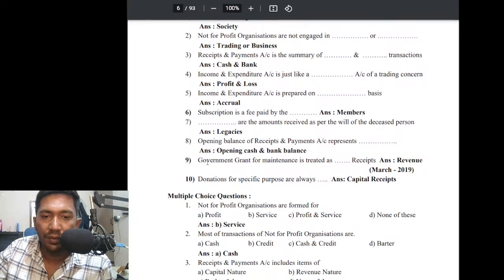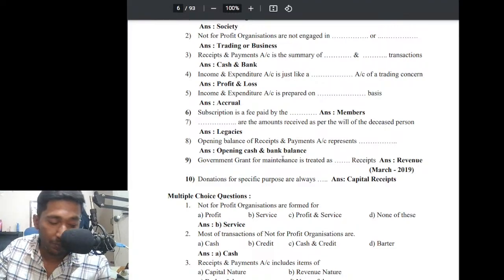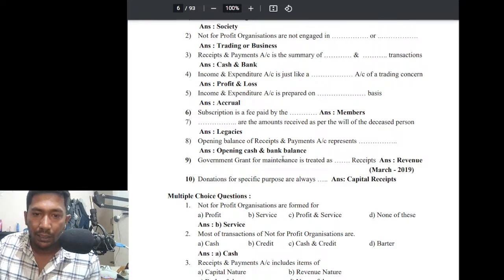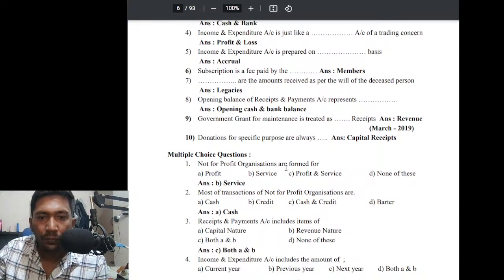The next we have is: opening balance of receipt and payment account represents opening cash and bank balance. As I told you, receipt and payment is nothing but a cash book, a cash account. So it shows the opening balance of cash as well as bank balance. The next we have is government grants. Many question papers have asked this. The seventh one is legacies: what do you mean by legacies? They have asked this repeatedly.